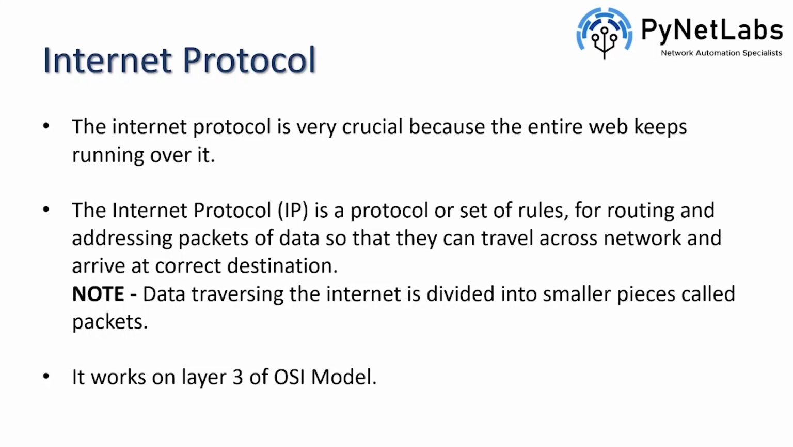Now you simply go onto your browser and you type google.com. Basically you are just pinging the Google server from your device. There is communication between your PC and Google's server, and this communication is happening because of the IP addresses. So we can simply see how important it is to us. Then data traversing the internet is divided into smaller pieces, which are called packets. It works on layer 3 of the OSI model.